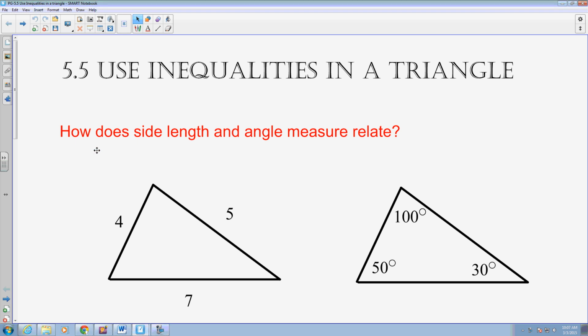All right, we're in section 5.5. We're going to use inequalities in a triangle. Now, the side lengths and angles of a triangle have a particular relationship.